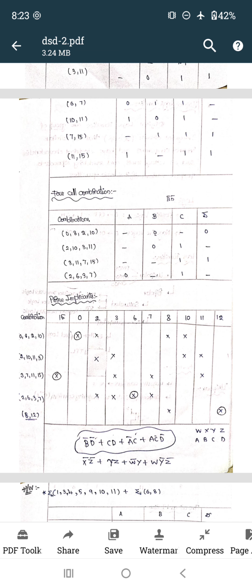So finally we are going to write the expression by using the essential prime implicants.